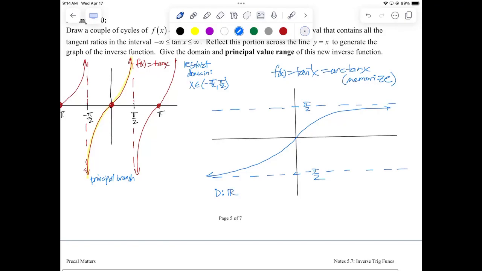It's the range of tangent, which was all real numbers. Yeah. So this one has an unrestricted domain, which means what ratios are allowed? All ratios, or any ratio. Yeah. All ratios are allowed. What's the range? What angles do we get out here? We only get out the angles between negative pi halves and pi halves, non-inclusive. See that? Non-inclusive.